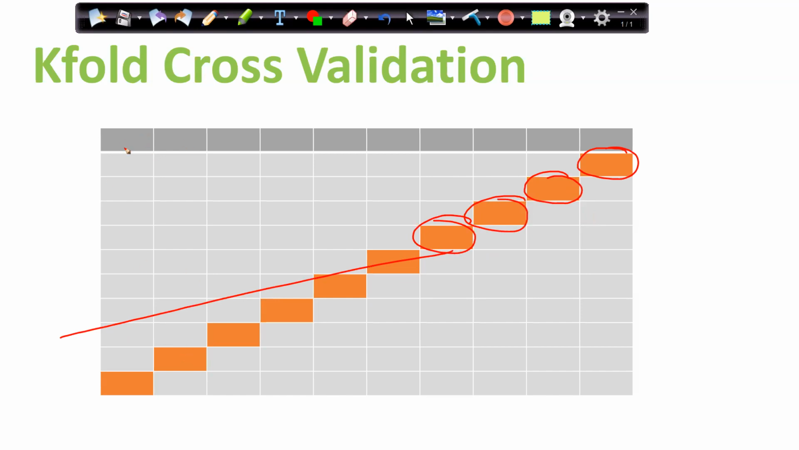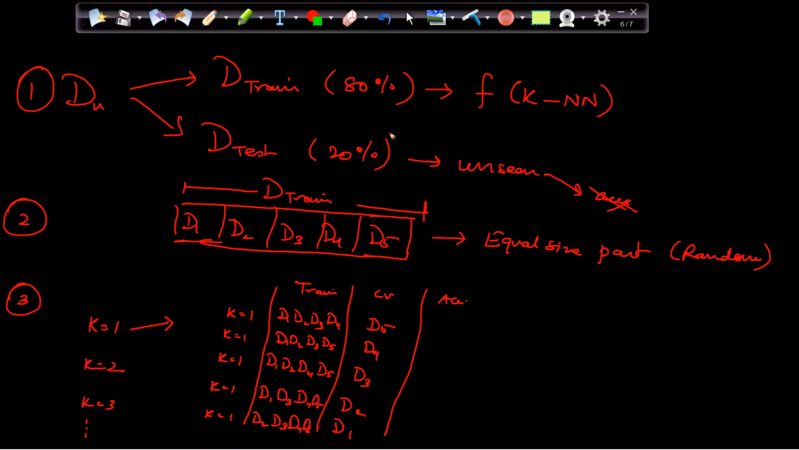Similarly with the 10 parts, D1 through D10: first of all, I'm making D10 my CV data, which helps me find the accuracy of the model. Then I'll make D9 my CV data to find the accuracy of the model, and so on. That is what I'm doing here, right? I divided the data into 5 parts and then I'm using each fold for finding the accuracy.